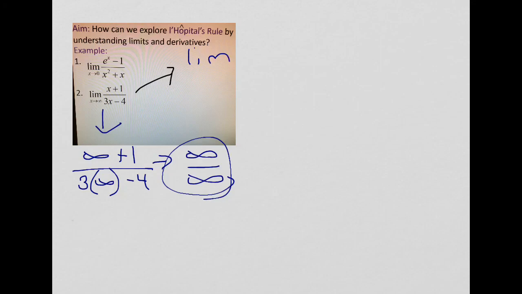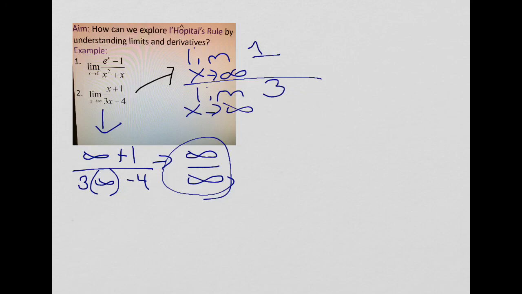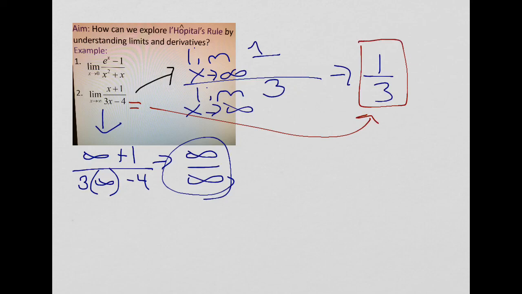The limit of the derivative of my numerator. If I take the derivative of x squared plus 1, it's just 1. I'm doing it as x approaches infinity. And for the denominator, it's going to be the limit of 3 as x approaches infinity. So by doing that, we end up with 1/3. That means the answer here is 1/3. So it also worked out the first time we did it.